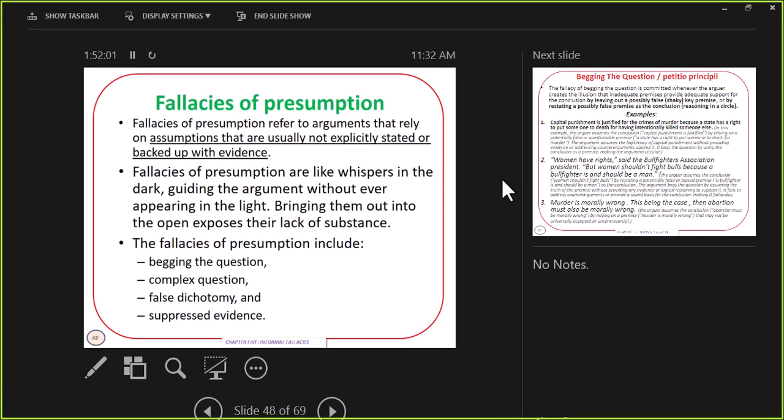They share something in common. They hide questionable evidence, some controversial evidence, and come up with some superficial evidence and conclude as if the original issue has been addressed, right? It's like a whisper in the dark, guiding the argument without ever appearing in the light. If the whisper were exposed to the light, it would expose their fallacious nature.